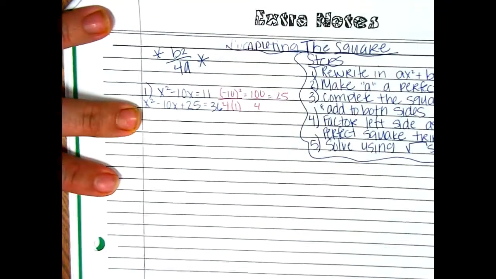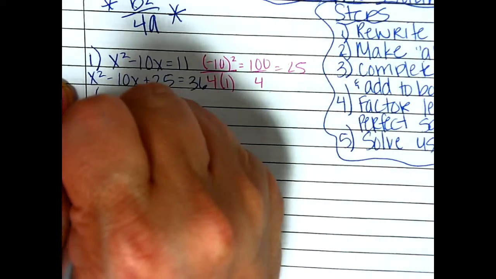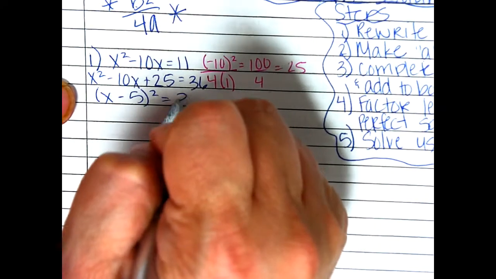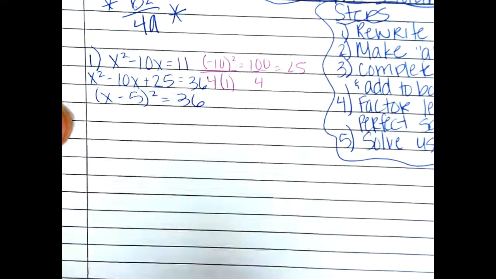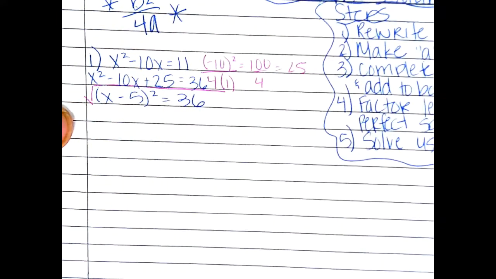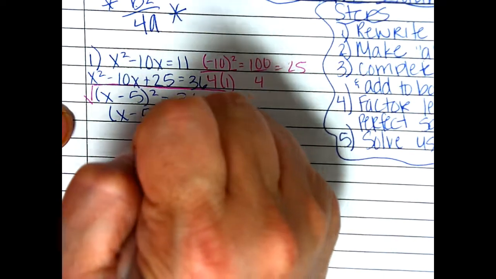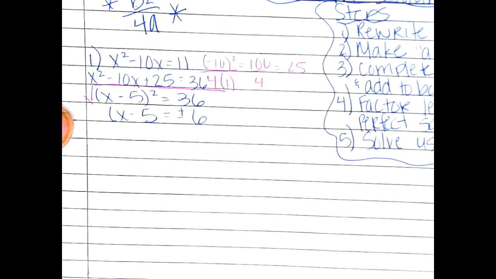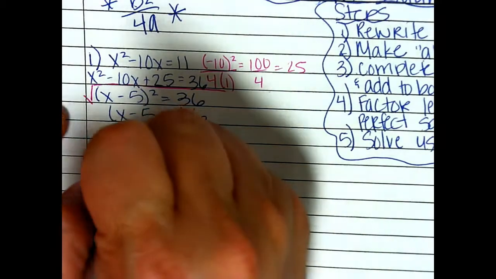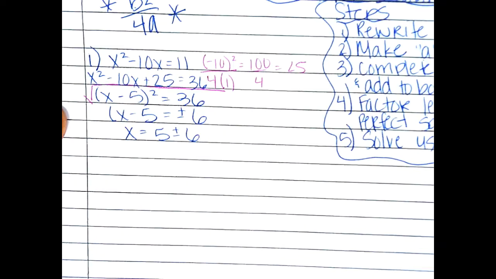Okay, once I've done that, I can now factor the left side as a perfect square trinomial. So this is x minus 5 squared equals 36. Okay, we're going to take the square root of both sides. So I'm left with x minus 5, I guess I didn't need that parenthesis, equals positive or negative 6. Okay, and then I need to add 5 to both sides. So x equals 5 plus or minus 6.